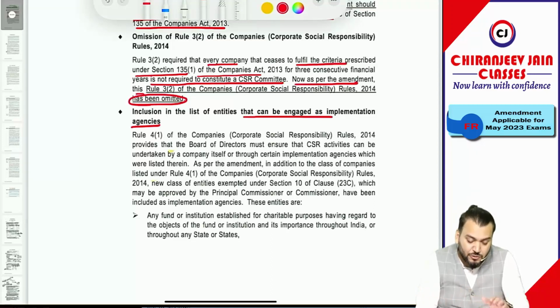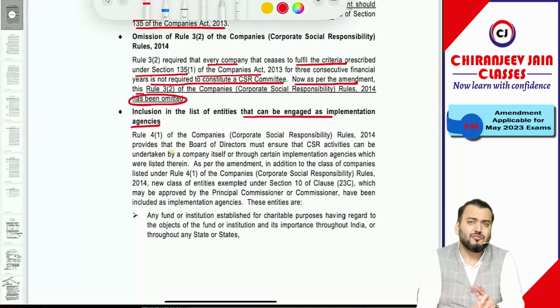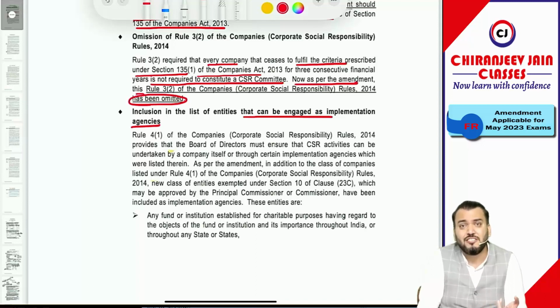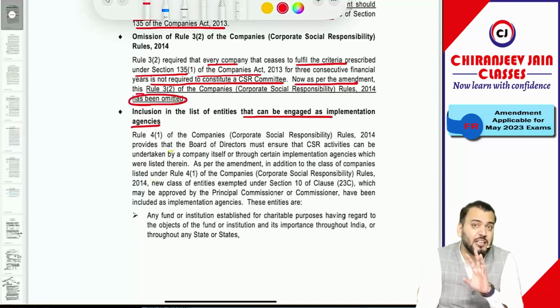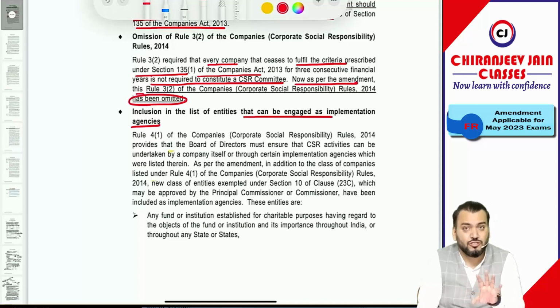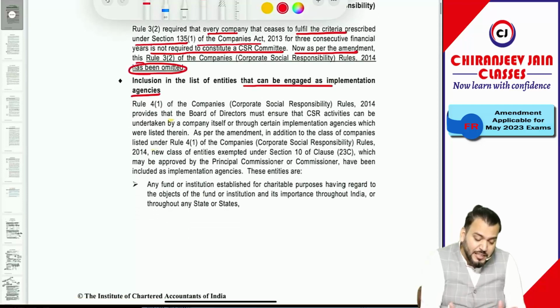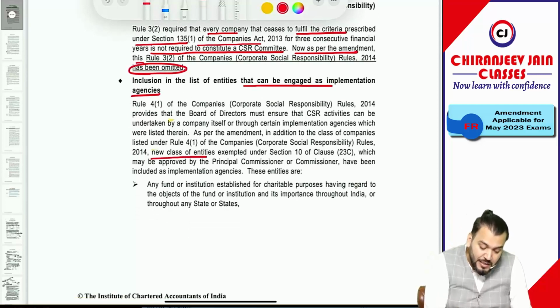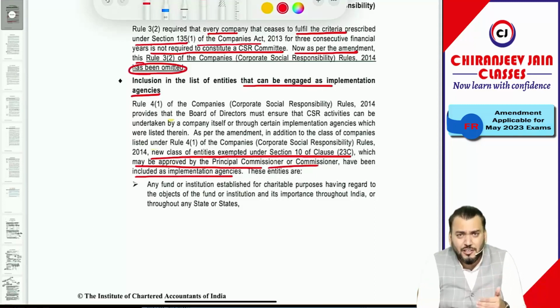Correct? Understood? Implementation agency. However, this is also a point of law subject. I will say they will not ask a question related to this in FR exam, but amendments are always important, and these amendments are given in RTP, therefore can be asked as a theoretical question also. Understood? So what point has been added here? New class of entities exempted under section 10 clause 23C, which may be approved by the principal commissioner or commissioner, have been included as implementation agencies. Correct? So a new class of entities are added as implementation agencies.